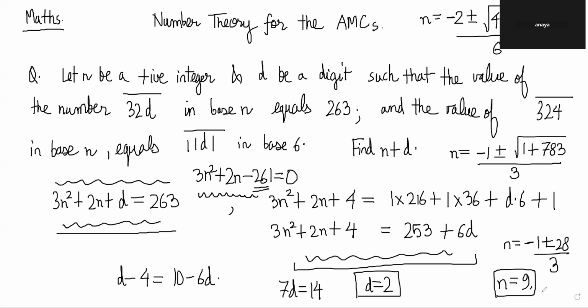This is a very simple question. You just have to get two equations and solve for n and d. Right. Are you getting this? Yes, I got it. So the answer is n plus d is equal to 11.